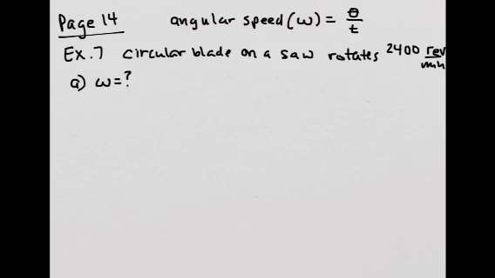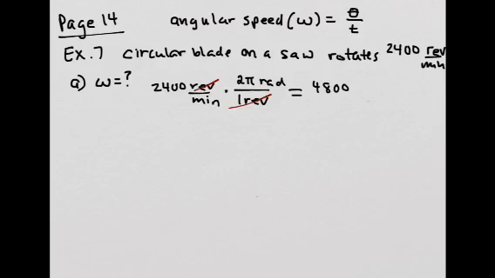So we have 2400 revolutions per minute. Now, in order to be angular speed, it has to be angles per minute, but this is revolutions per minute. But remember, we know that 1 revolution is 2 pi radians. So now we can have revolution and revolution cancel out, and we're left with radians over minutes. So that's going to be 4,800 pi radians per minute. And this is now the angular speed.